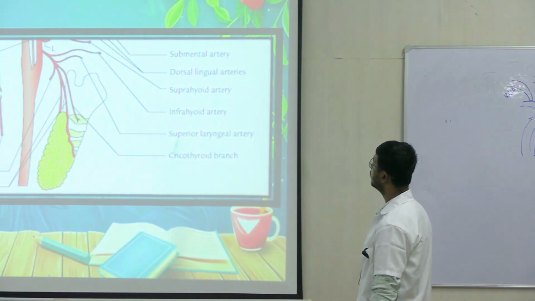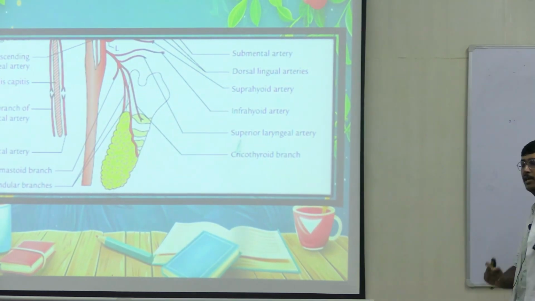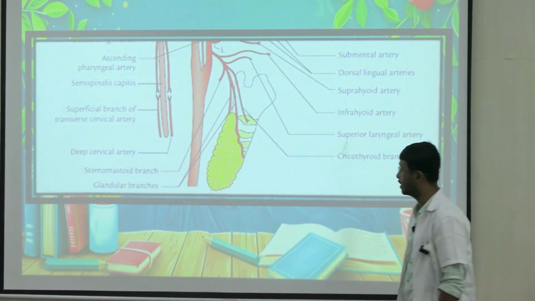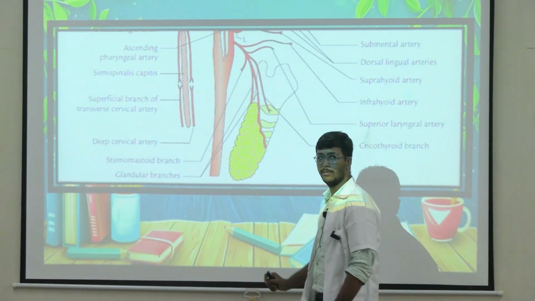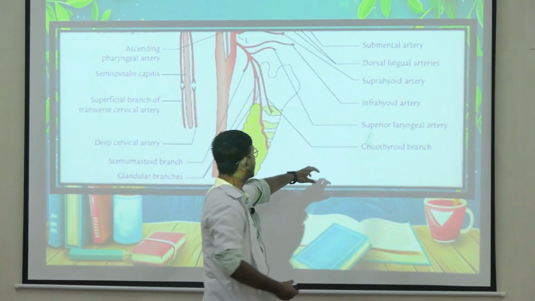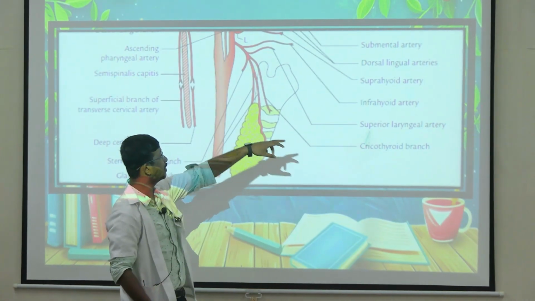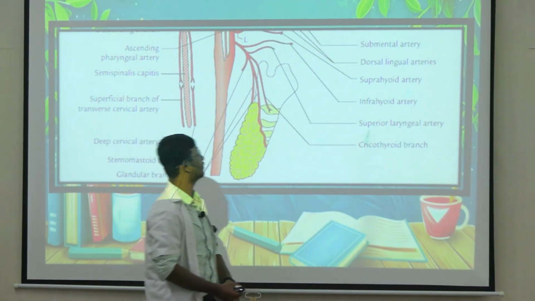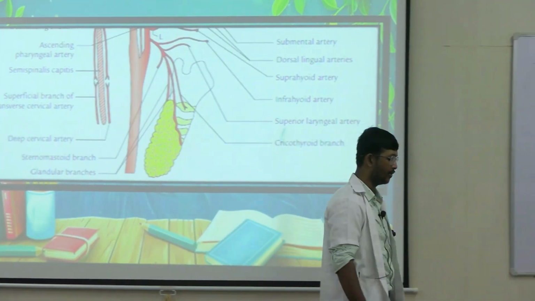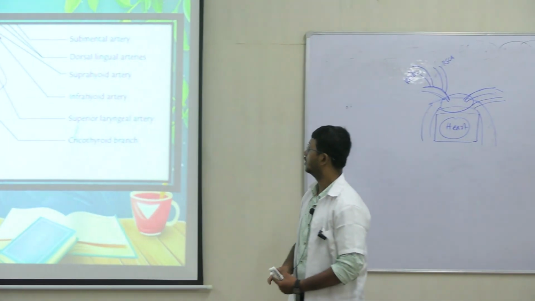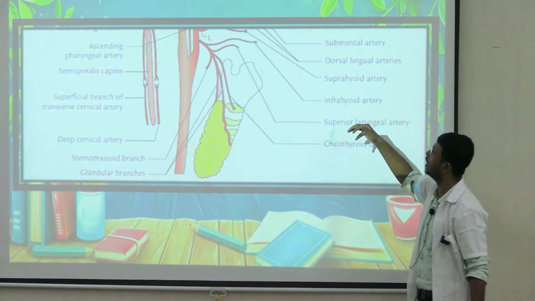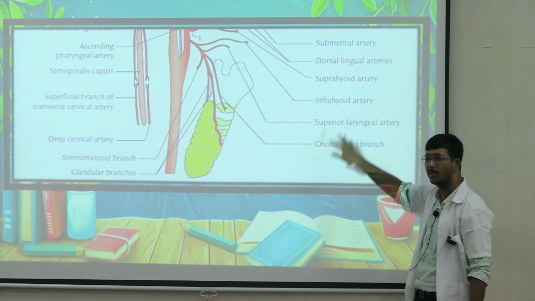Now this superior thyroid artery gives off certain important branches. Obviously one branch will be the glandular branch supplying the thyroid gland. Then your cricothyroid branch, superior laryngeal artery and your infrahyoid artery. So these are the branches of your superior thyroid artery. This infrahyoid artery will be anastomosing with the infrahyoid artery of the other side. So just try to remember these arteries.